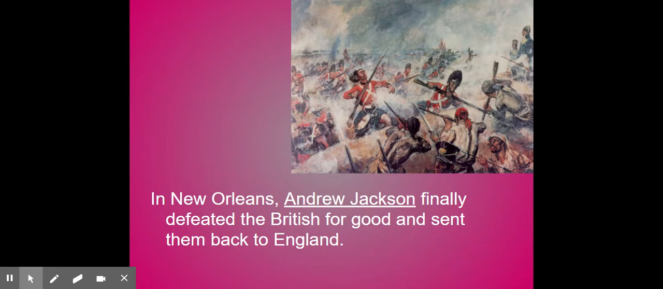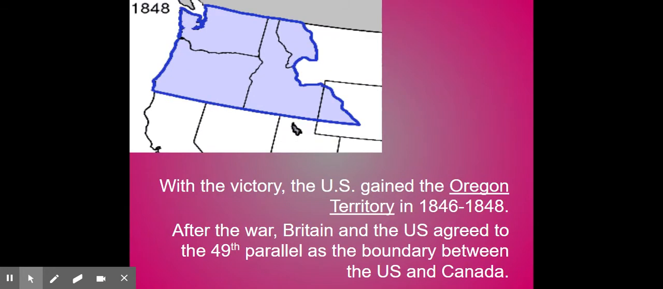Now, what do we get out of this war? Okay, why is it such a big deal? Well, with this victory, we are going to gain the Oregon Territory, okay, which is actually in the northwestern part of the country. Now, we win it after the War of 1812. We are not going to fully incorporate it until 1846, 1848, okay? That's when we actually begin to send people out there and we kind of begin to carve it up into states.